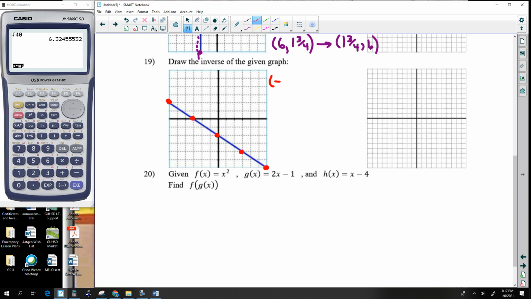So I start at negative 6, positive 2, then I go to negative 3, 0, and I go to 0, negative 2, and I go to 3, negative 4, and then I go to 6, negative 6.